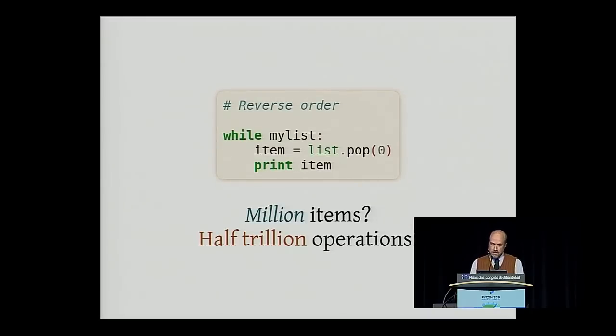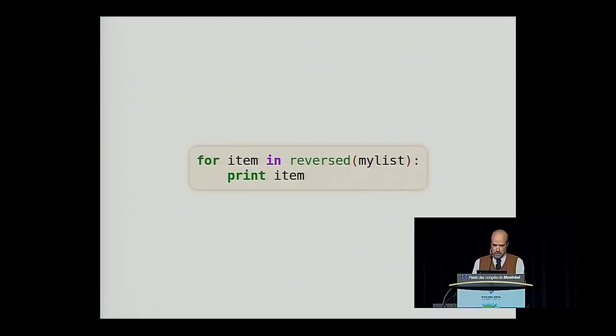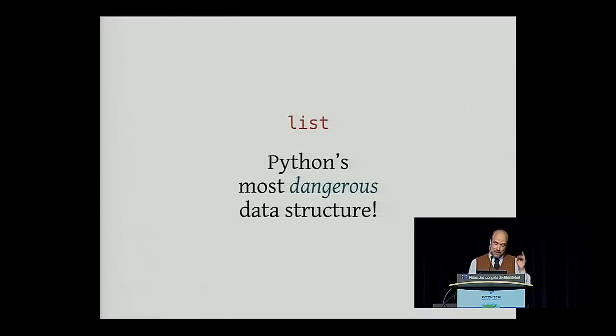That's why I often see people trying programming for the first time want to visit the items in reverse order like this and wonder why a simple few thousand items takes 18 minutes or something. This is how we would do it in idiomatic Python instead to avoid that penalty. The list is Python's most dangerous data structure. If your friend comes to you and says, I've started learning Python and my program is just sitting there waiting for the next ice age, look and see if they're using a list.